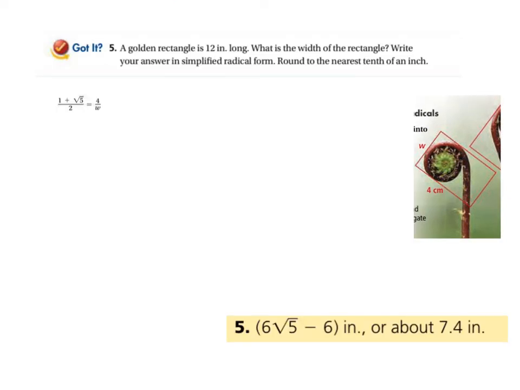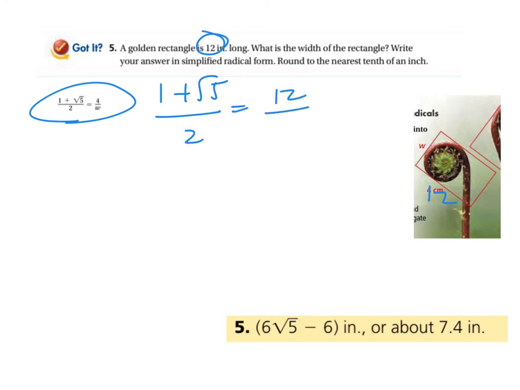I'm going to use some from the previous example for this right here. So suppose this time it's 12 inches long. So instead of 4, there's a 12 here. That's going to be the only difference. So I'm going to rewrite that. That becomes 1 plus the square root of 5 over 2 equals 12 over W. A little cross product fun here is going to yield the following. W times 1 plus square root of 5 equals 24.